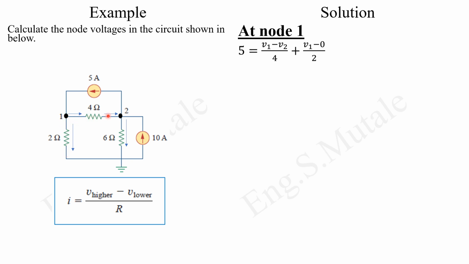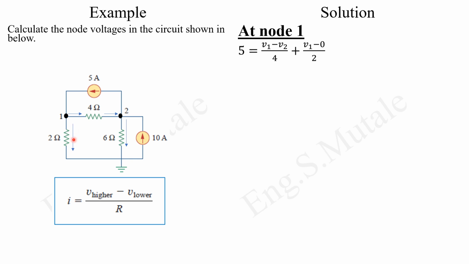For the current leaving there, you're supposed to find the difference in potential according to this formula. Since current is leaving, V1 is at a higher potential, whereas V2 is at a lower potential. So this is the difference: V1 minus V2, the difference between these node voltages, divided by the opposition on that branch, which is a 4 ohm. This is a representation of the current leaving that node.